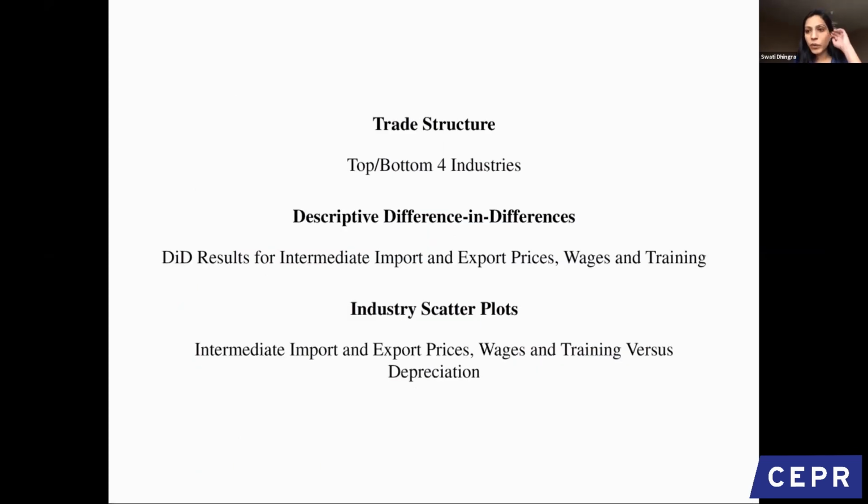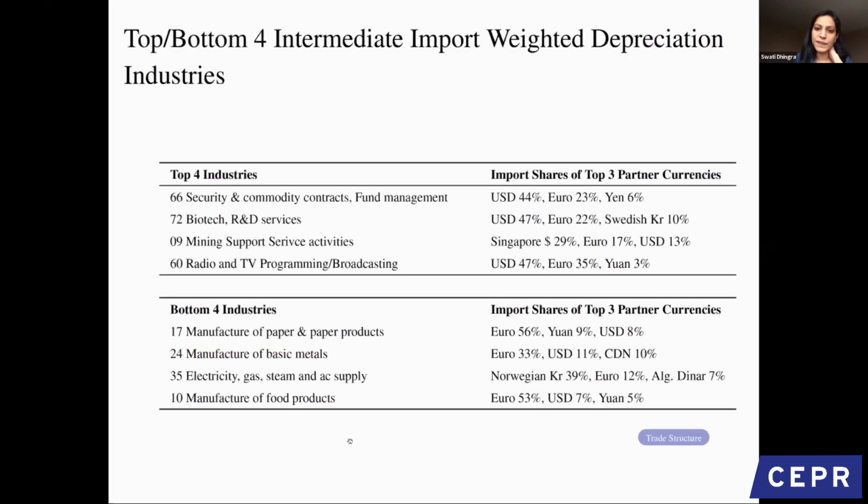So let me move on to sort of showing you first a quick summary of results. So which are the more exposed industries, which are the less exposed industries. Then I'll show you as descriptive diff and diff, just in terms of what are the basic results for prices as well as for the worker outcomes. And then I'm going to get to showing you the main results afterwards.